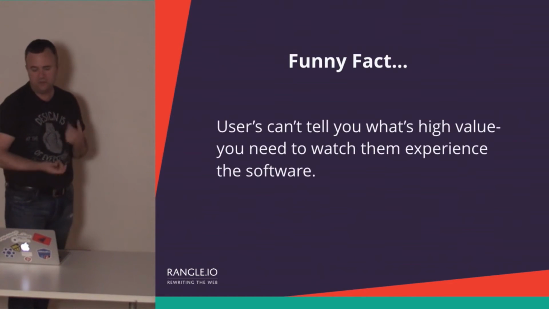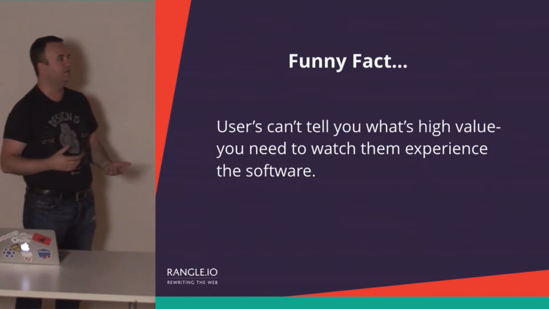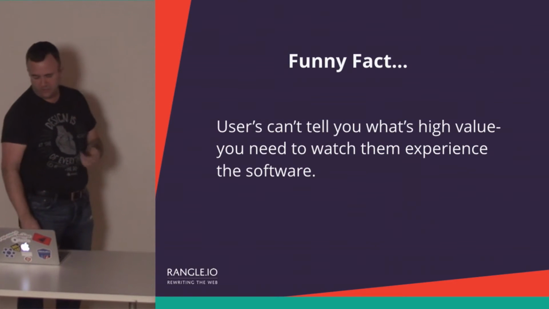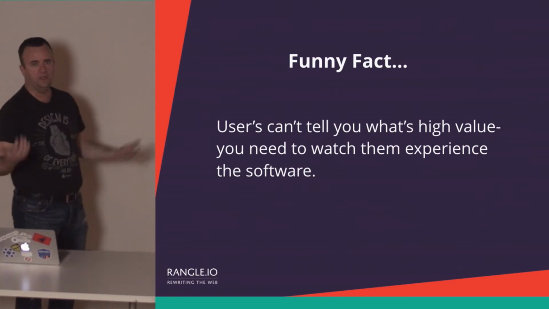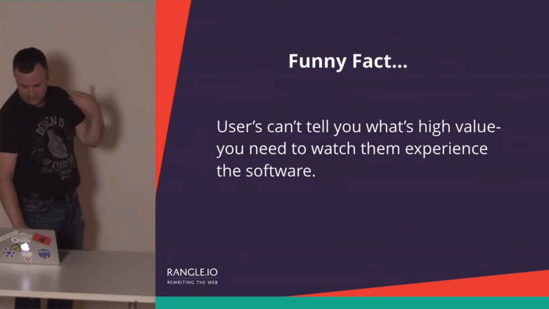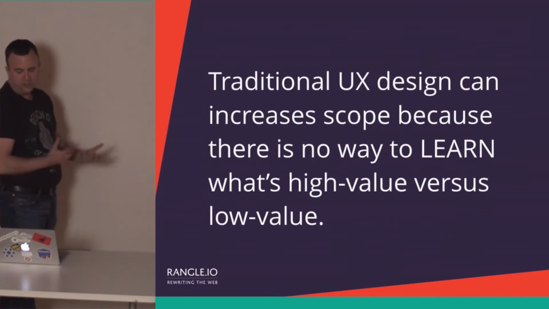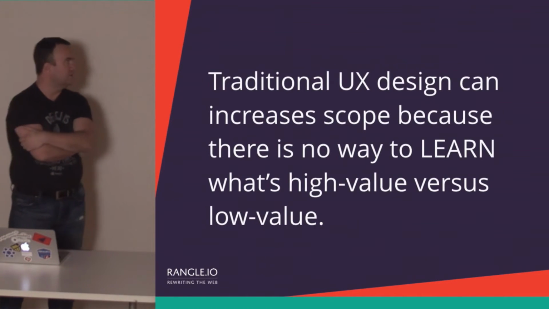A funny fact: users can't tell you what's high value. You need to watch them experience the software. That's the other aspect of it. You can't get enough context to get the right design up front. You have to see them use it. So those smaller features are driving that learning that drives the later high-value features. Traditional UX design can increase scope because there's no way to learn what's high value versus low value.